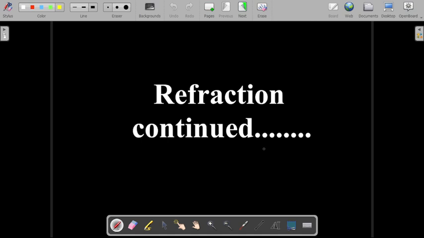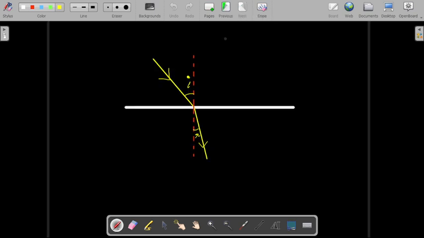So today we will discuss refraction further. In the last video, I discussed the two Snell's laws, and the second law was that the ratio of the sine of angle I to the sine of angle R will always be a constant, which is the refractive index of the second medium with respect to the first one. I would like to start from that only.